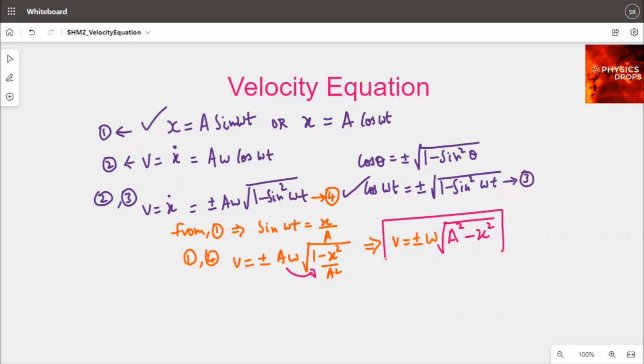This is the velocity equation we get, where if we know the angular frequency omega, the amplitude a, and the displacement x, without knowing the time, we can find out the velocity.